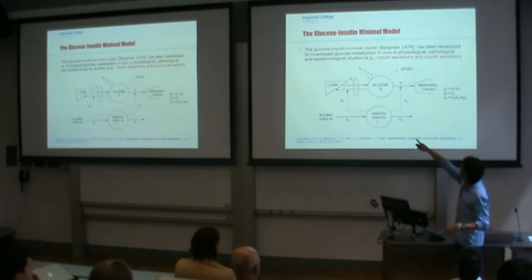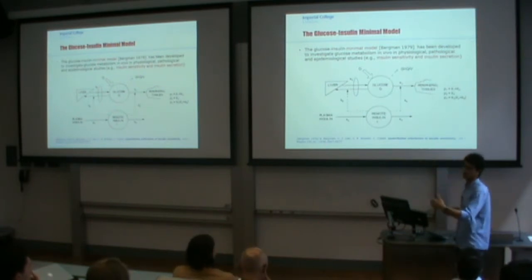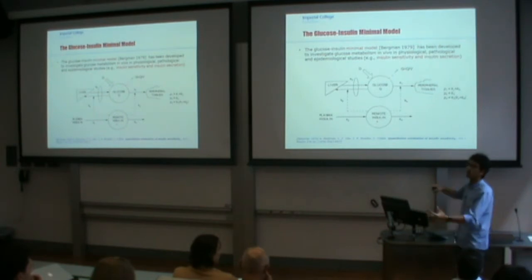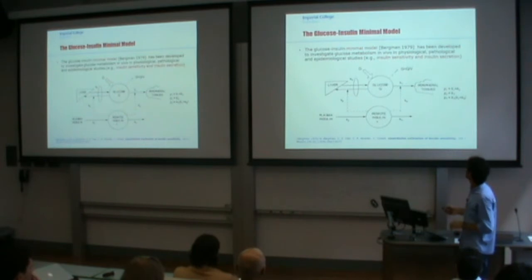So we see that the insulin affects the liver and stops the glucose released by the liver, then also promotes the glucose uptake by the muscle. So we see all the fluxes of glucose and insulin.